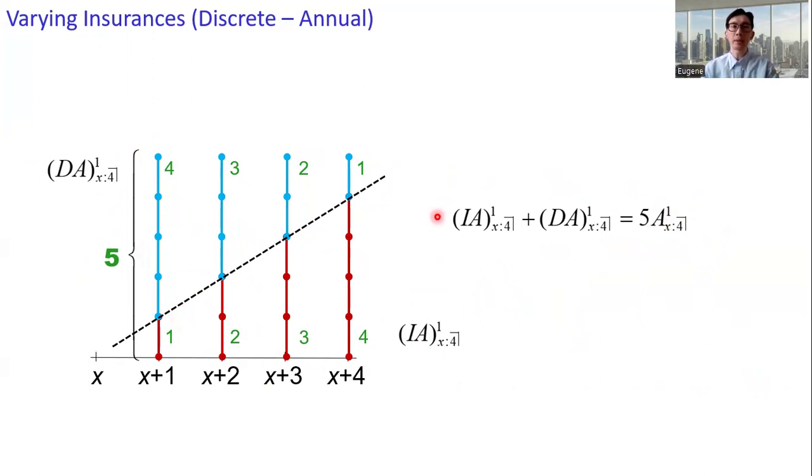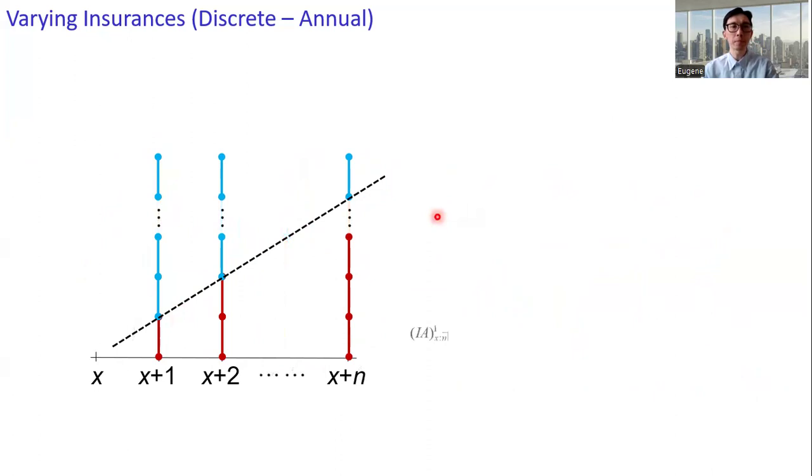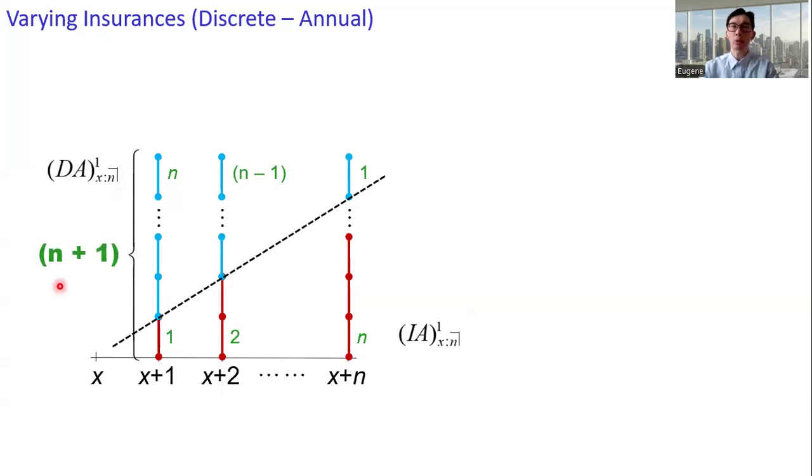Generalized to the N-year insurance. At the bottom, we have N-year increasing insurance, and then the top part, we have N-year decreasing insurance. Adding this up, we get a level death benefit of N plus 1. Therefore, we have the relationship: the N-year term increasing insurance plus the N-year term decreasing insurance equals N plus 1 times the N-year term insurance.